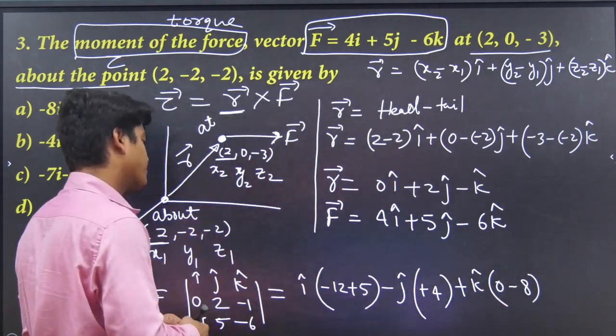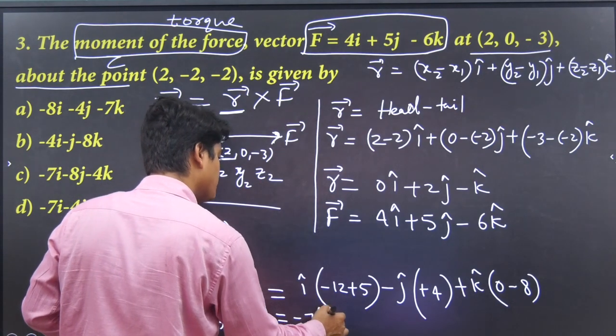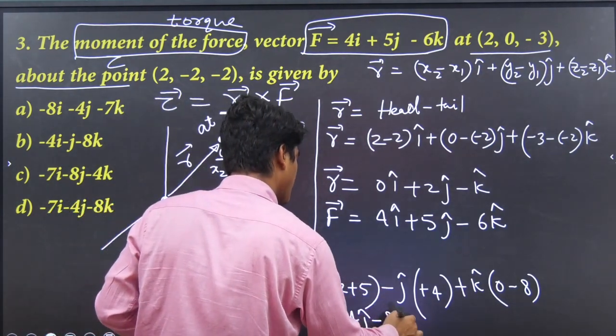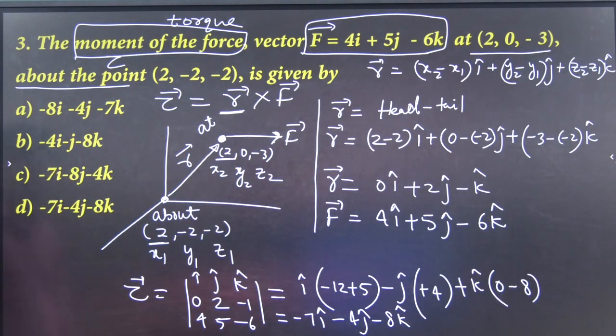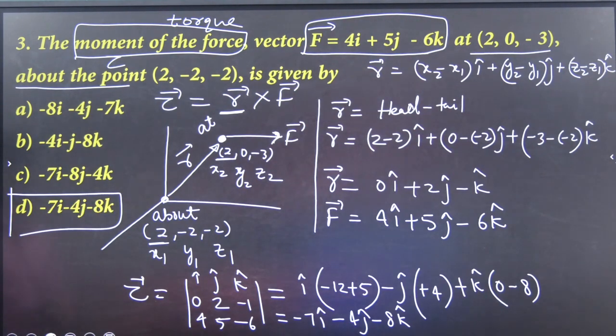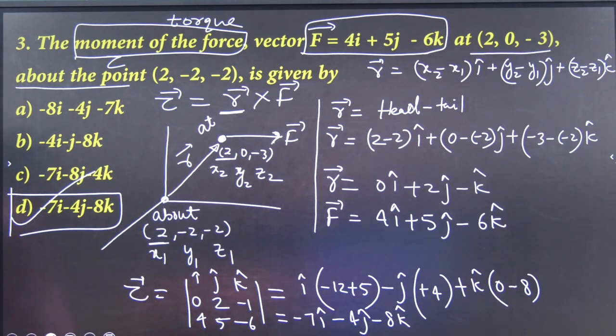Now here if I will see this, so here it is coming how much? Minus 7i minus 4j and minus 8k. Now check your option. So here minus 7i minus 4j minus 8k, because others are not matching definitely. So your answer will be D. I hope everybody understand.